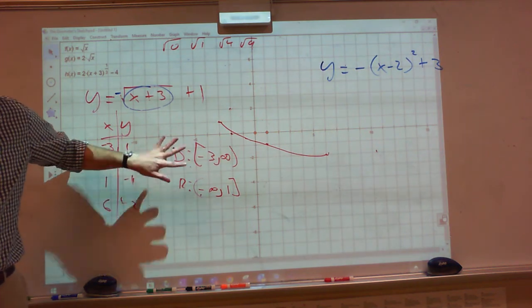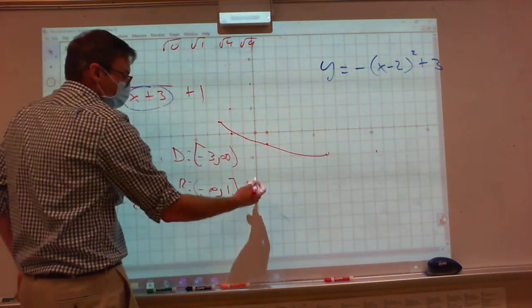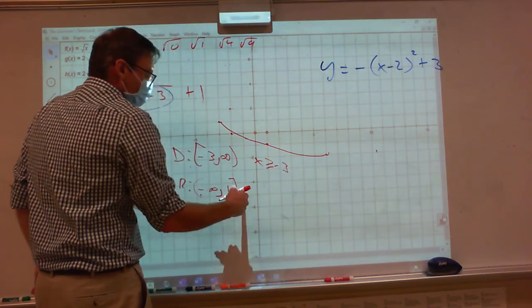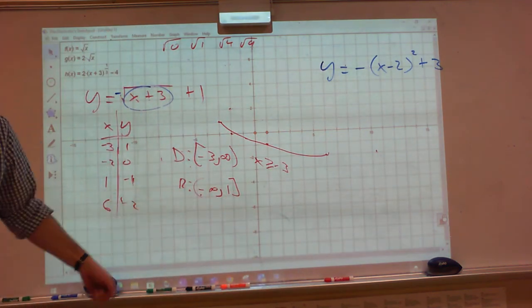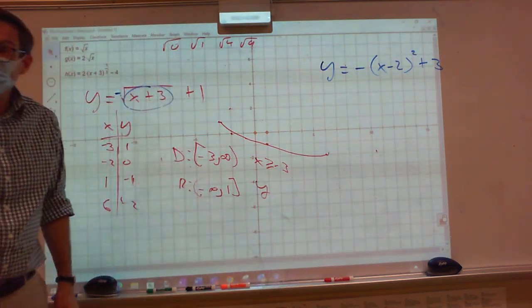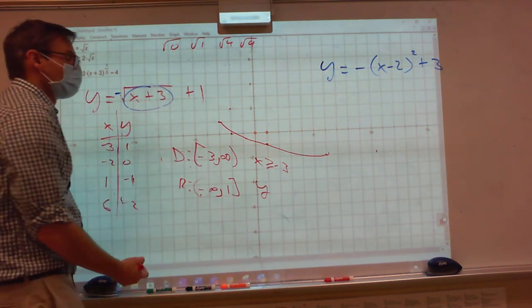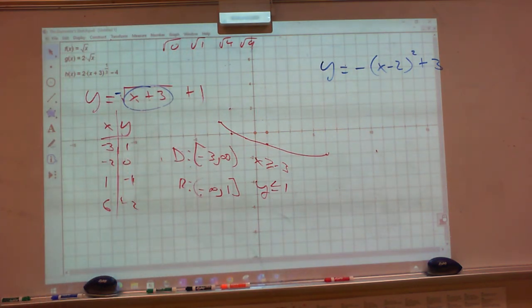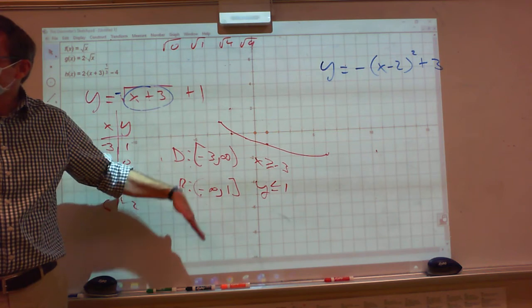But how you write your answer in ALEKS, this one's going to be x is greater than or equal to negative 3. How do you write this one? It's going to be y less than or equal to 1. Do you see how it's going down? And so it's y less than.